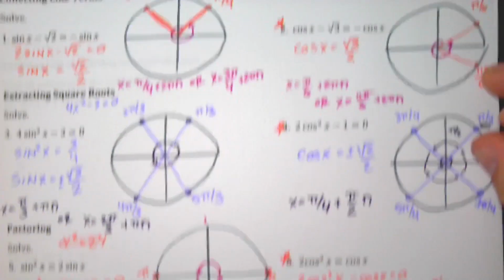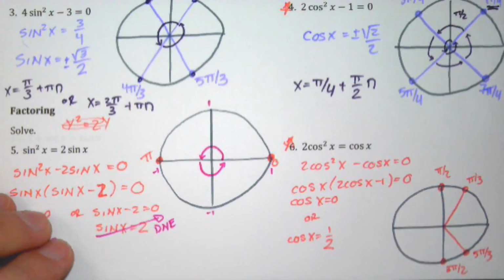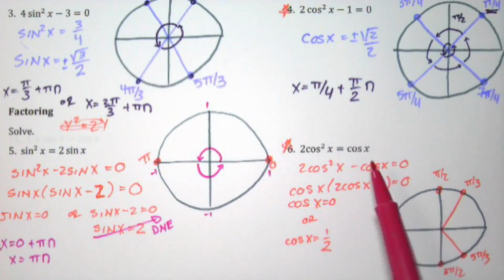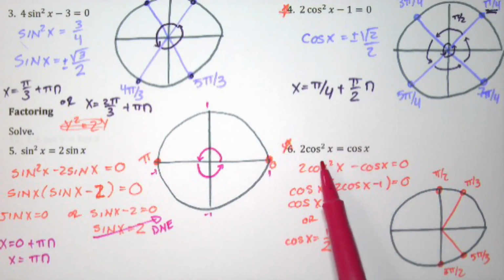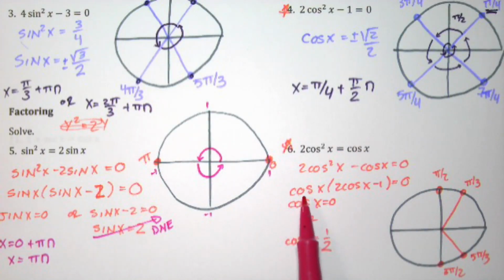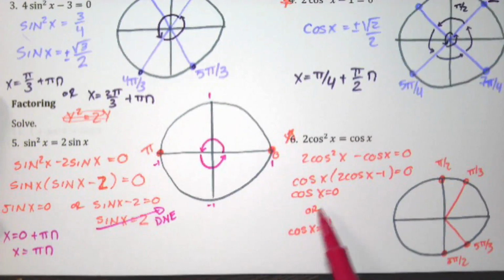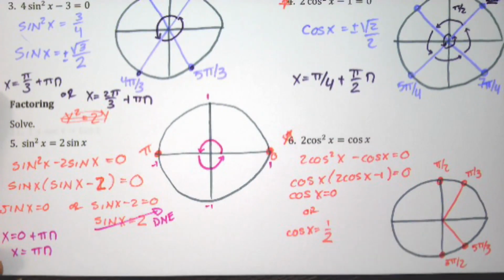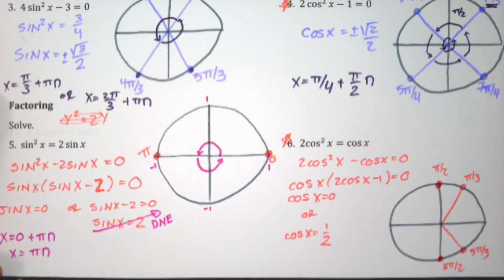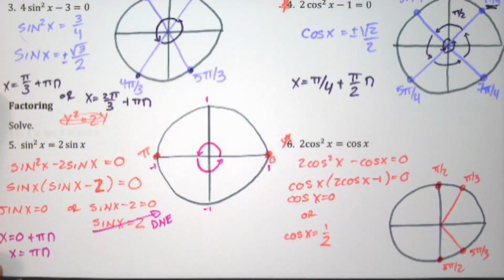And lastly, coming down to number 6. Number 6, we got to do some factoring, but we got to move this cosine first, so we subtract that cosine, factor a cosine out, and we end up in 2 different cases. We have either cosine is 0, and that happens where sine is 1, opposite from number 5, so that's at pi over 2 and 3 pi over 2, and then cosine of 1/2, which happens at pi over 3 and 5 pi over 3.